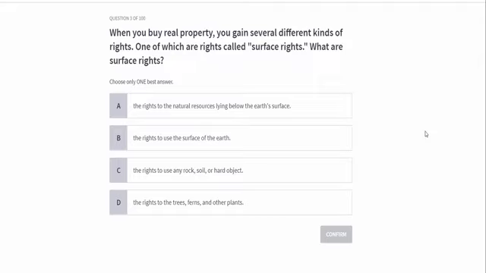Is it A, the rights to the natural resources lying below the Earth's surface? B, the rights to use the surface of the Earth? C, the rights to use any rock, soil, or hard object? Or D, the rights to the trees, ferns, and other plants?